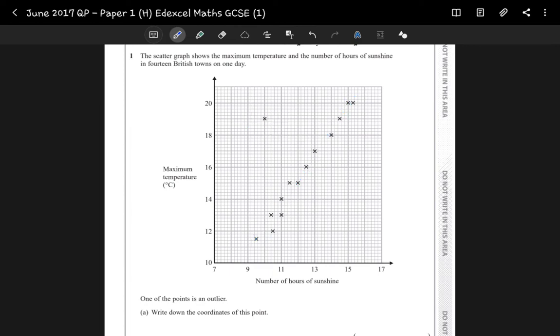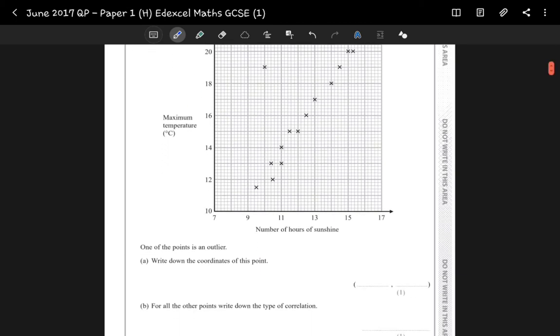Now we have here maximum temperature, going up to more than, say, 20 degrees, and then we have the number of hours of sunshine going in this direction. That's the x-axis, and it's also the axis for the independent variable, the variable which we're selecting, and then the dependent variable goes along this y-axis here, which is what's being measured. Okay, so let's see. One of the points is an outlier.